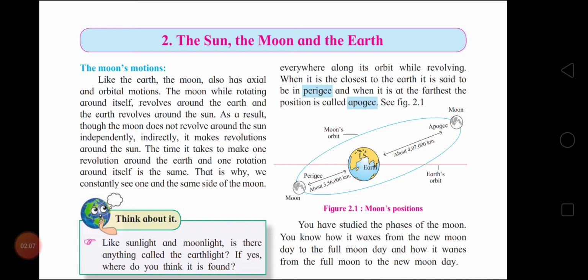Okay children, now the time taken by the moon to make one revolution around the earth and one rotation around itself is the same. Again, keep it in your mind that time taken by the moon to make one revolution around the earth and one rotation around itself is the same. Therefore, we constantly see one and the same side of the moon. Got it, children? This is the first topic, the moon's motions.